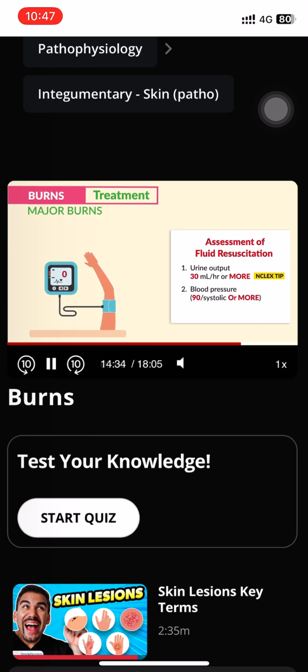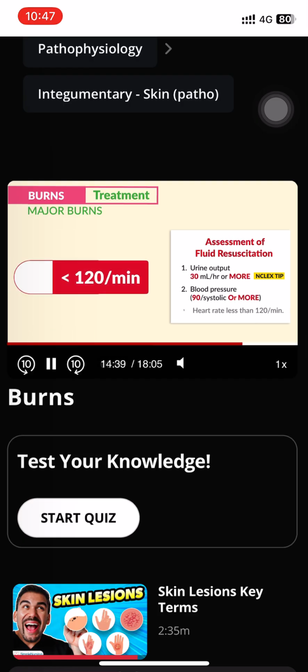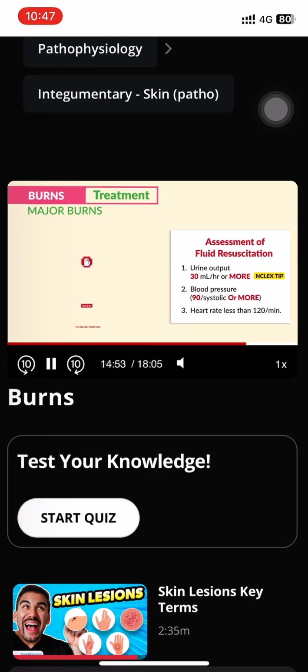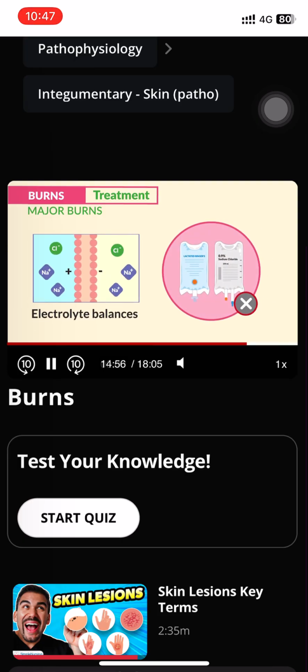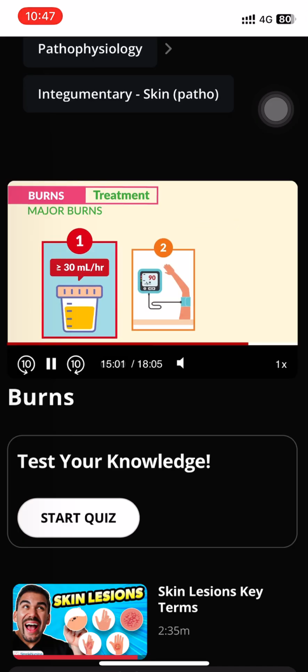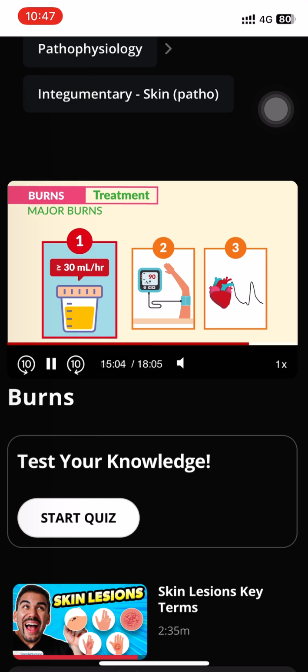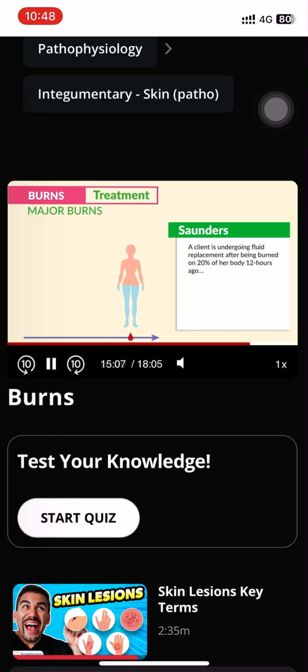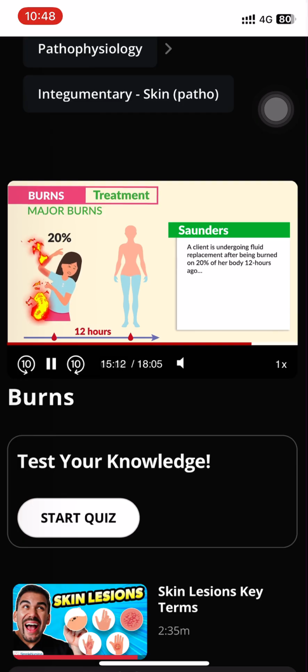Now the second key point of fluid resuscitation is blood pressure. So 90 systolic or more and a heart rate less than 120 beats per minute. This means that fluid resuscitation has been effective. So I'd recommend pausing your screen and jotting these down. These were the most tested for fluid resuscitation. So don't let the NCLEX trick you here. Electrolyte balance is not the best indicator of fluid resuscitation. It's always urine output, then BP, and then heart rate, the top 3 there. So Saunders mentions, a client undergoing fluid replacement after being burned 20% of their body about 12 hours ago.